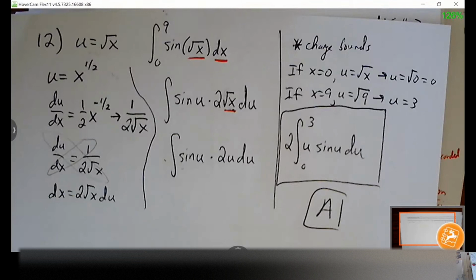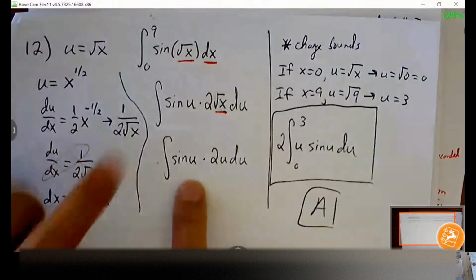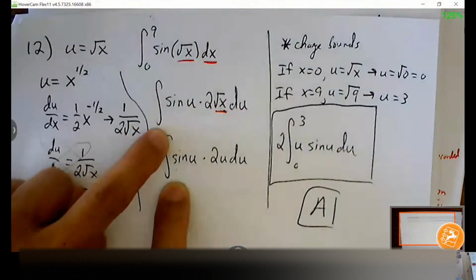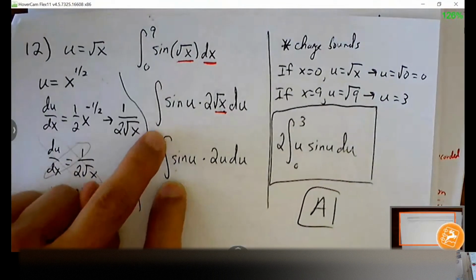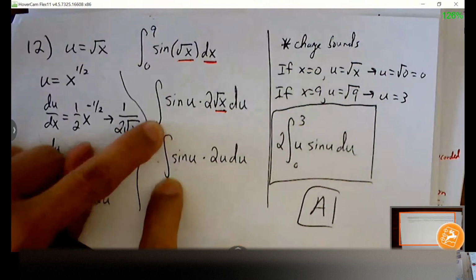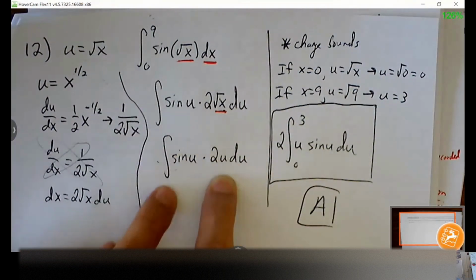Mr. Yang, why exactly did we have to change the bounds? The reason is that if we didn't change the bounds, there's a mismatch, right? If I put 0 and 9 here, that doesn't make sense because my variable here is in terms of u, but then my bounds are in terms of x, and we can't have that. Okay, that makes sense. Thank you.